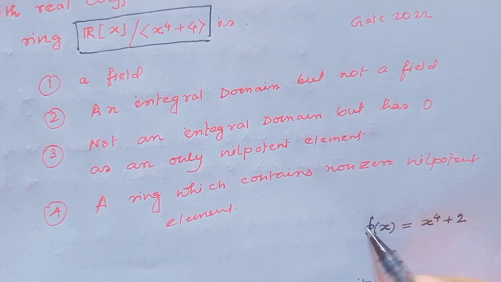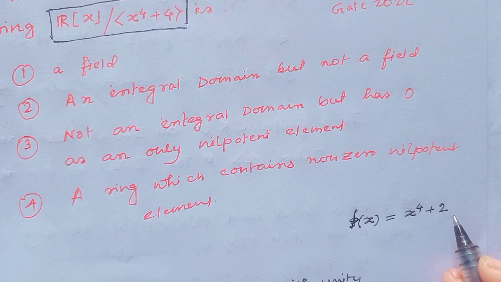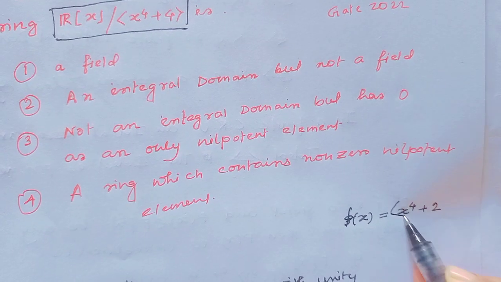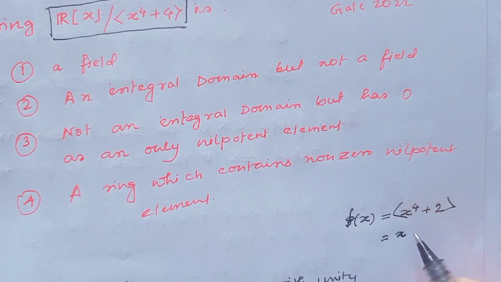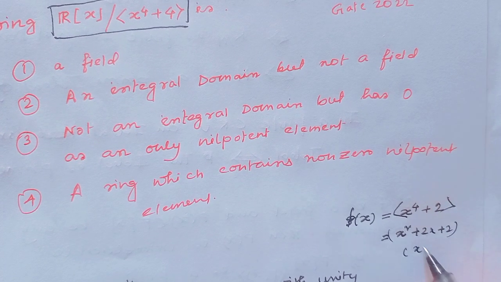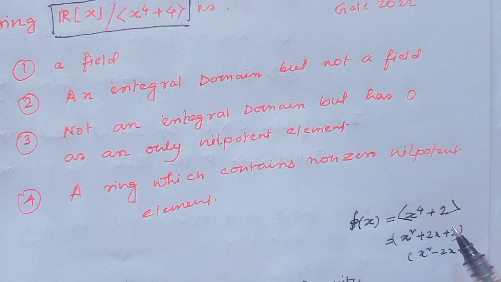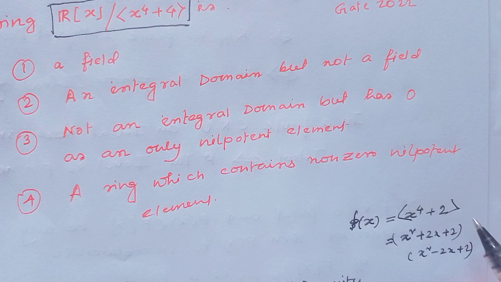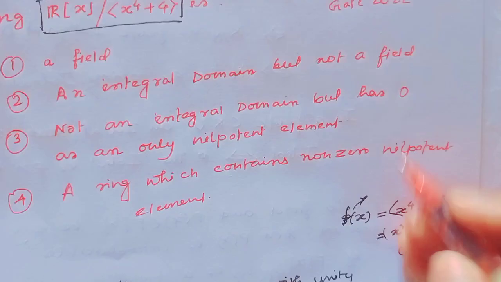Here f(x) equals x to the power 4 plus 2. For the ideal generated by x to the power 4 plus 2, we can write this as a product of two irreducible polynomials: x square plus 2x plus 2 times x square minus 2x plus 2. Since we can write x to the power 4 plus 2 as a product of irreducible factors, obviously this f(x) is a reducible polynomial.